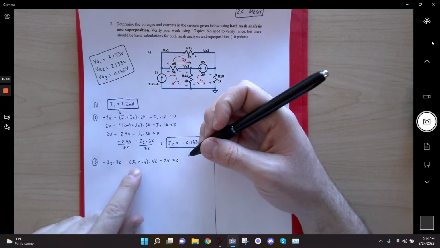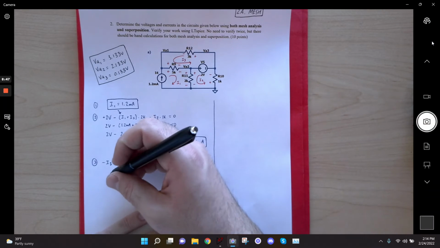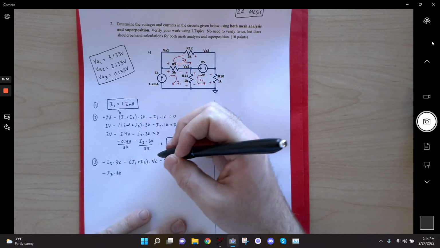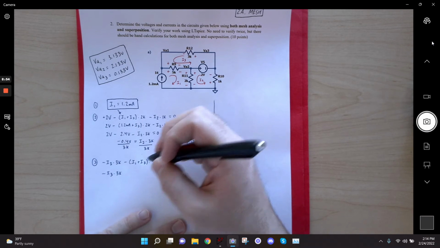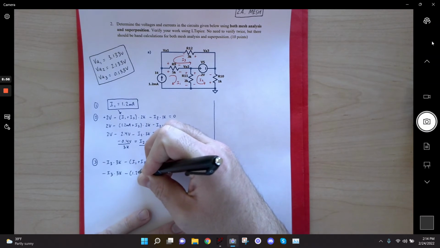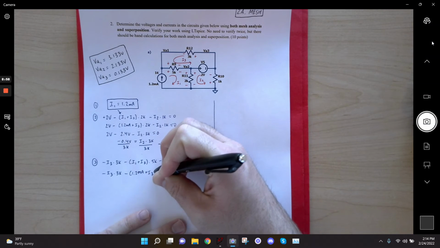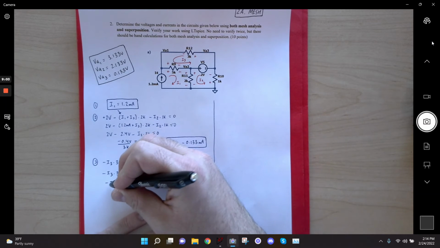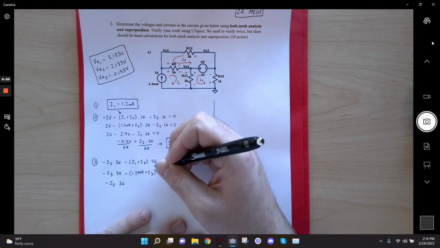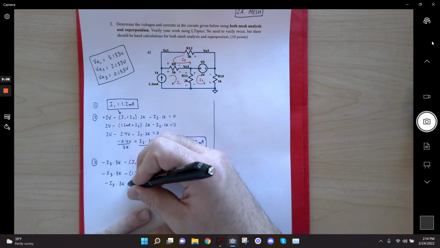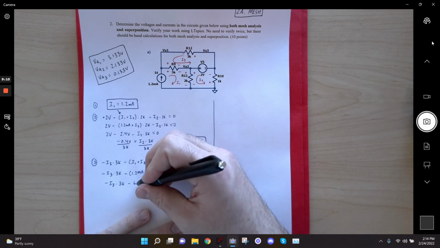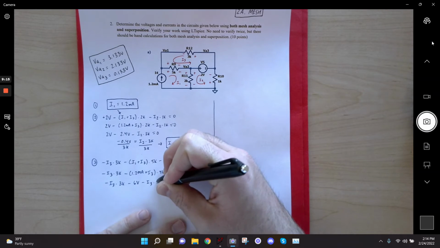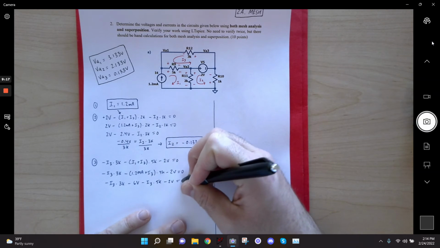And now again I can plug in my 1.2 milliamps for I1, so I go minus I3 times 3K, and then I've got a minus I1 times 5K, but that's actually a minus 1.2 milliamps. Sorry, let me just go ahead and carry out this step. Minus I3 times 3K. That 1.2 times 5K is going to give me 6 volts. And then minus I3 times 5K. And then a minus 2 volts gives me 0.